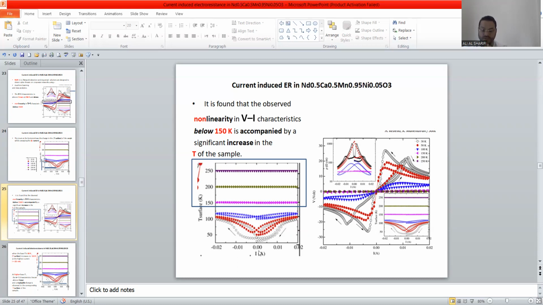Like I said before, when the current flows, the base temperature, like here, started from 30 and finished at approximately 100 Kelvin. With increasing current, the temperature increased. At the same time, for example, take the red one, starting from 50 Kelvin, the base temperature, and increasing with the current to more than 100 Kelvin. That means an increase in the T of the sample.